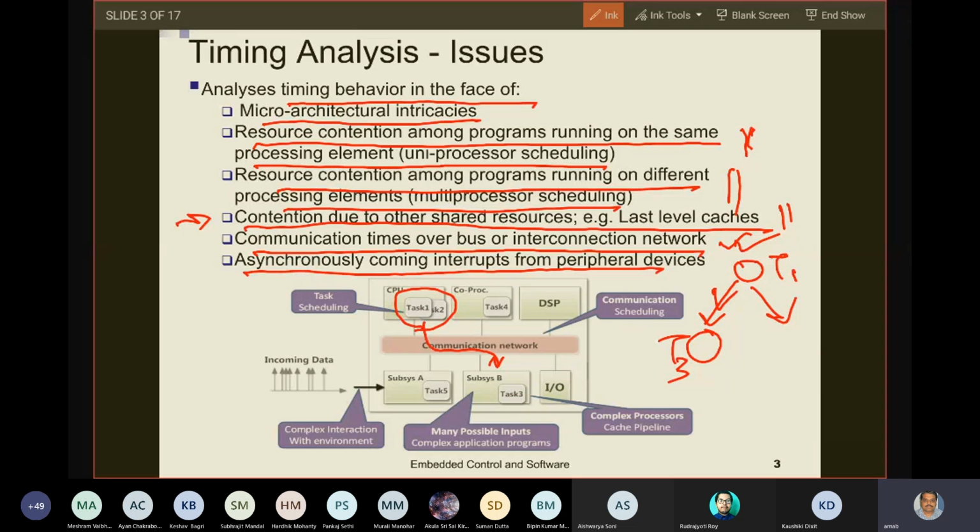You assign resources in your design, you assign resources to each of these tasks according to your worst case scenario, so that you can always meet your worst case. This is what timing analysis is all about.